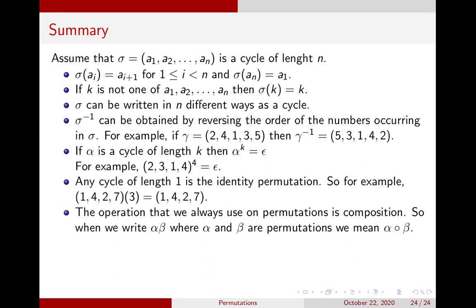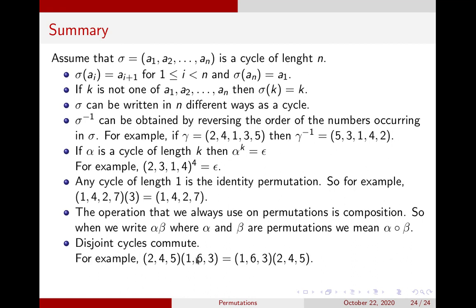We always use the operation of composition when we're dealing with permutations. So when we're dealing with permutations and we write alpha beta, we mean alpha composed with beta. We know that disjoint cycles commute. For example, the cycle (2 4 5) times the cycle (1 6 3) is the same as the cycle (1 6 3) times the cycle (2 4 5), which you can verify.